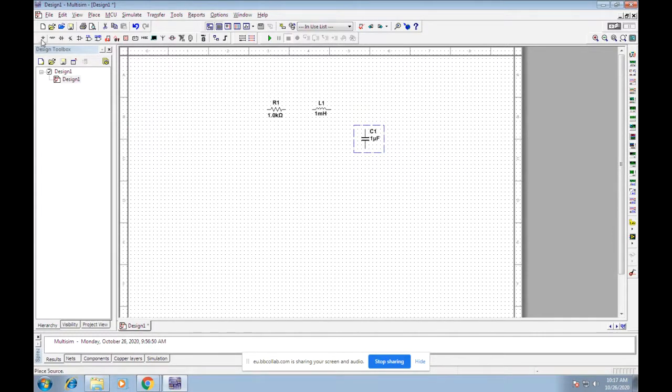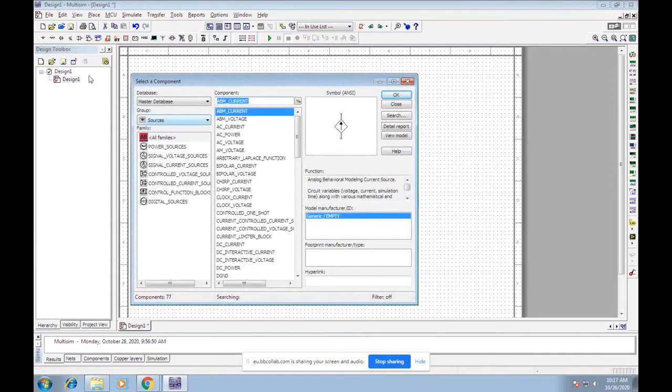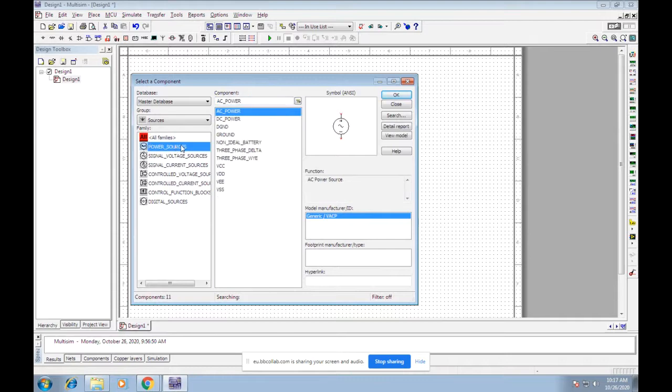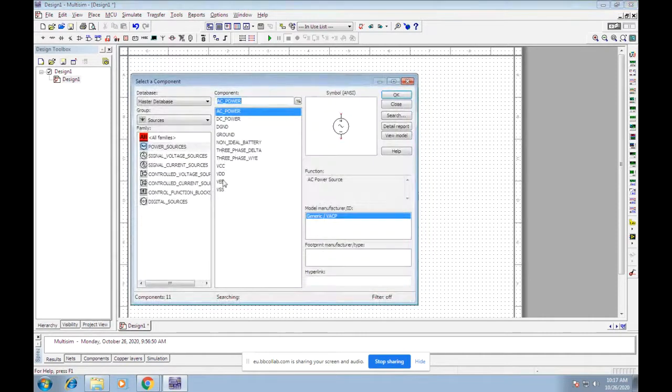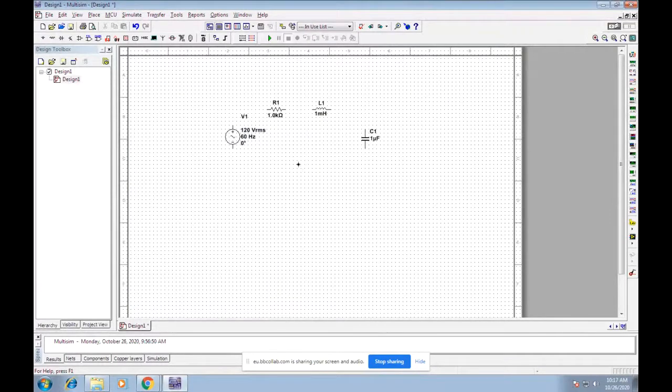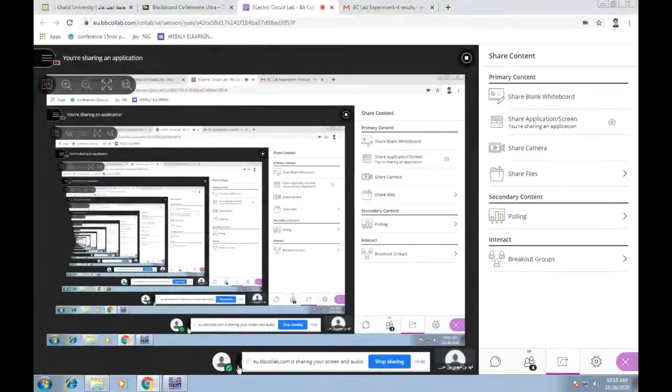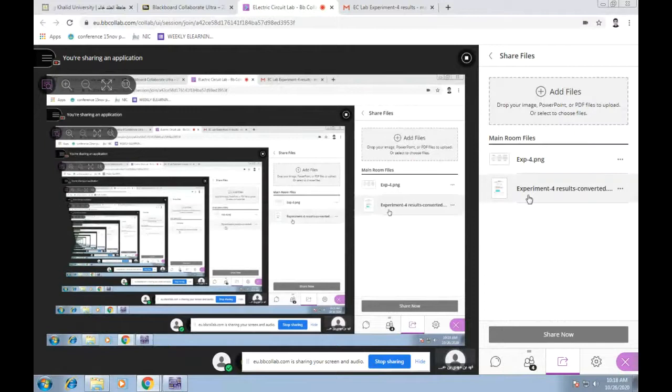Also we require a source, so use place source. From the power sources we require AC power, because in experiments 3, 4 and 5 we are dealing with AC circuits, so the power input will be AC. We also require a ground, so use a ground from the same domain and place it here. Now we will adjust the values, as you can see in the file I have shared with you.